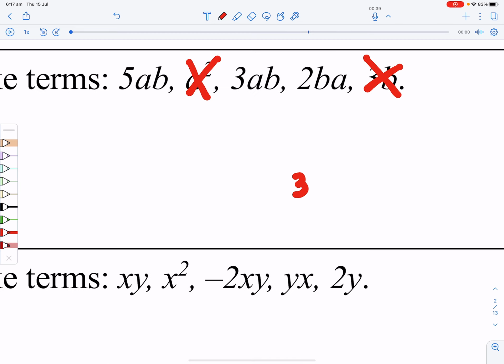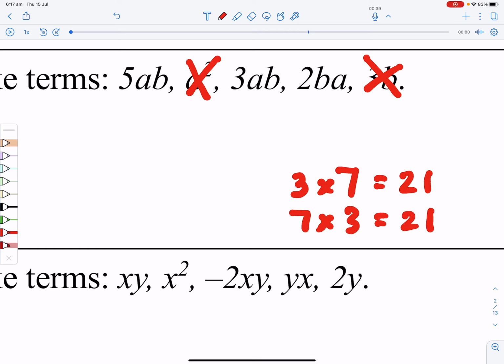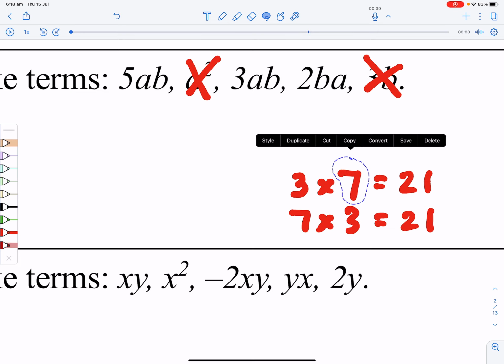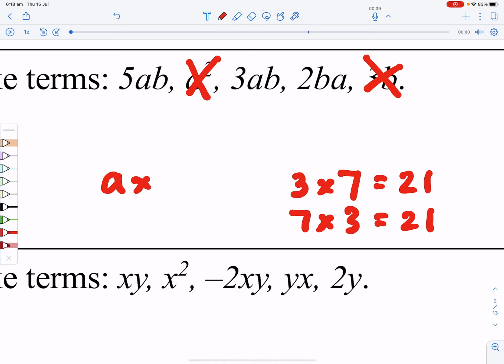If you have 3 times 7, you get 21. And if I rewrite the question as 7 times 3, you also get 21. In other words, when you're multiplying two numbers, it doesn't matter about the order of the numbers. So 3 times 7 is 21 and 7 times 3 is 21. Why is that important? Because that means if I've got a times b, it's going to be the same as b times a.